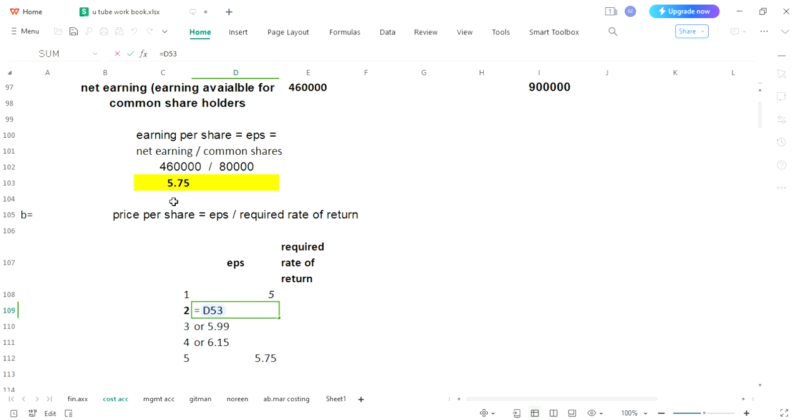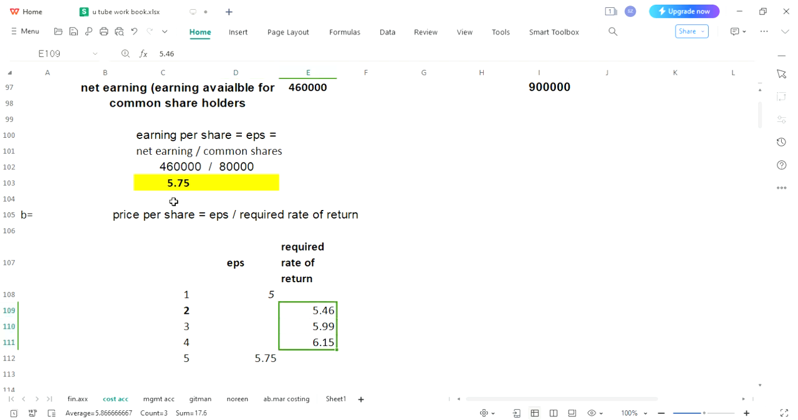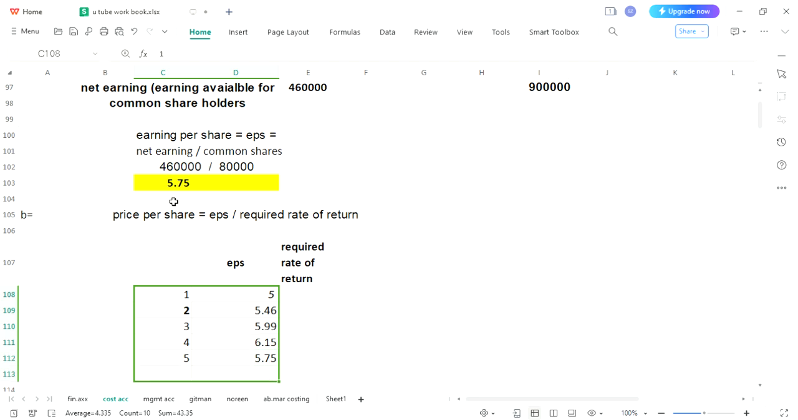Okay, there is a problem. 5.46 would be noted down over here, and then 5.99, then 6.15. So now these statements are not needed. We will pick these and write them over here. So in this way, the first part is completed. We were supposed to write our EPS, and that's what we have written.